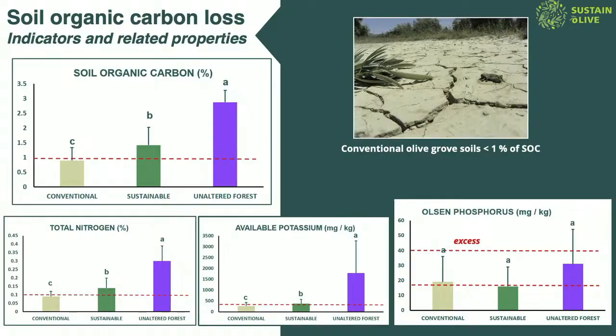As with soil organic carbon, the same occurs with other nutrients such as total nitrogen, potassium, or phosphorus. In the case of phosphorus, the soil monitoring law takes into account not only the scarcity or deficient levels in soil, but also marks a threshold for its excess in the soil.